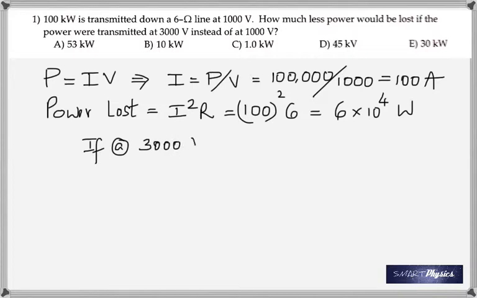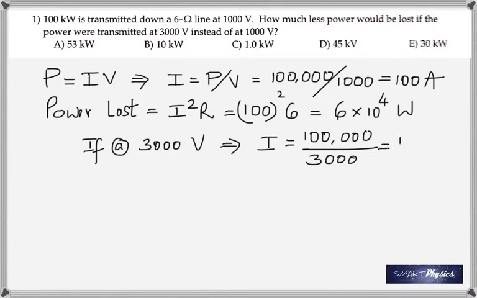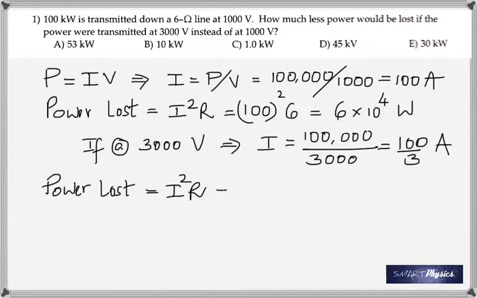If it was transmitted at 3000 volt, then the current would have been 3 times less, 100 by 3 ampere. And in this case, the power lost would be, again, using the same formula, the square of the current multiplied by the resistance.